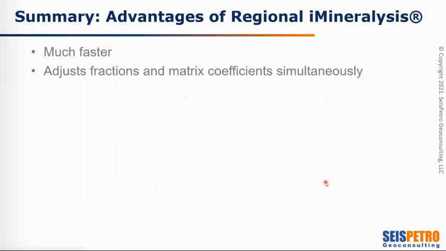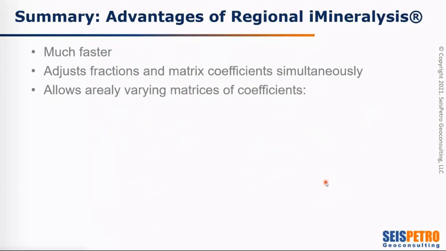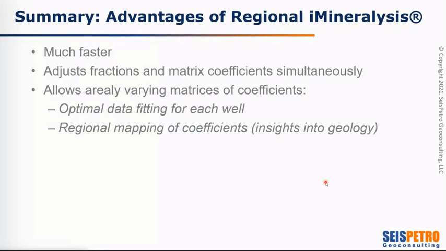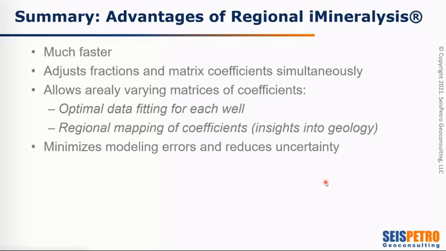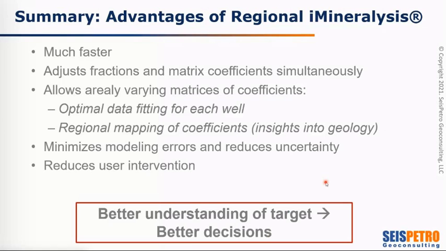It adjusts fractions and matrix coefficients simultaneously. It allows areally varying matrices of coefficients. Basically, we have an optimal data fitting for each well. And we can then do regional mapping of coefficients, which gives us also insight into geology. If you see changes in kerogen density or changes in the properties of the clays, you can start thinking about clay changes in the area. It minimizes modeling errors and reduces uncertainty, and also reduces user intervention. So we have a better understanding of the target, and we can make better decisions.